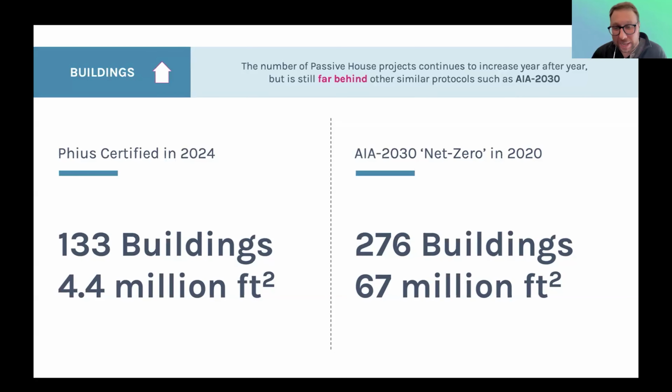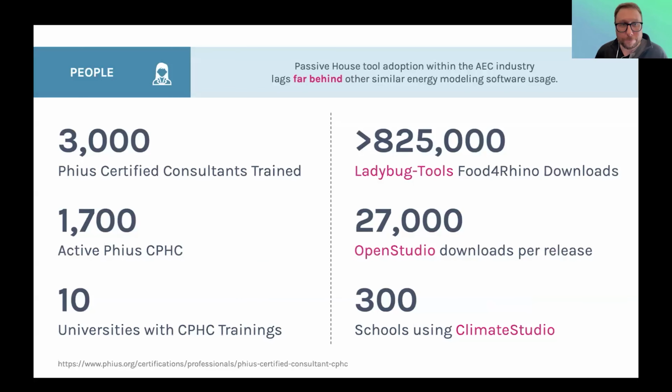I can hear you say, oh, but Ed, you can't compare those. That's apples and oranges. PHA and PHI are much more rigorous and more difficult than AIA 2030. Okay, fine. Absolutely, there's some validity to that. But I do think it helps to put some data around this question of where the professionals in our industry are putting their effort and what protocols they're gravitating towards. 67 million square feet versus 4 million square feet. We're talking about very different values here.